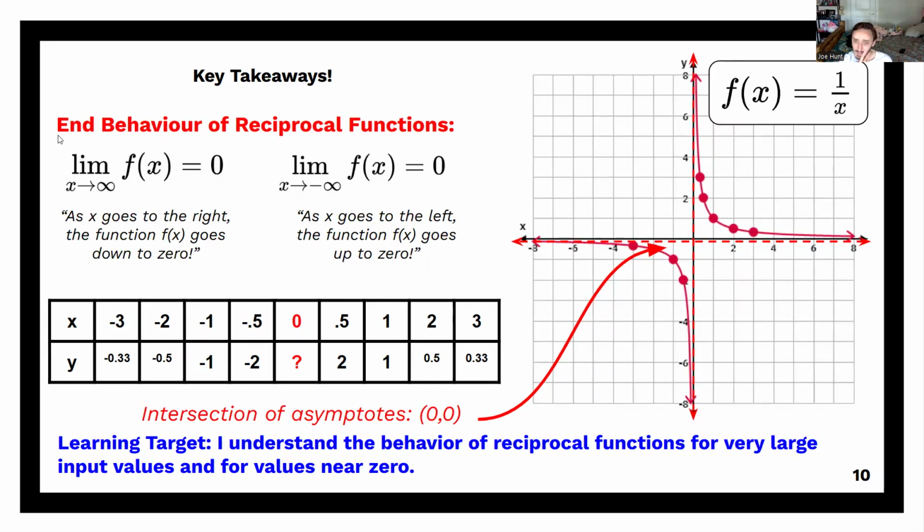Now, the last thing that we talked about was sort of end behavior. What you probably noticed in the table of values is that as x gets really big, in the positive direction, 1 divided by a really big number gets really tiny.